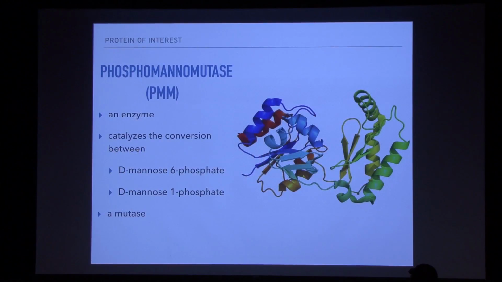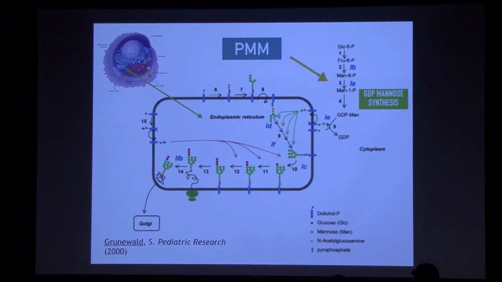So phosphomannomutase, known as PMM, is an enzyme that catalyzes the conversion between D-6-phosphate and D-1-phosphate. So when a protein enzyme performs the conversion, we can also call this protein a mutase. And now you might be wondering how important these technical terms can be and why should I care about PMM1? Well, PMM1 exists in all our bodies.